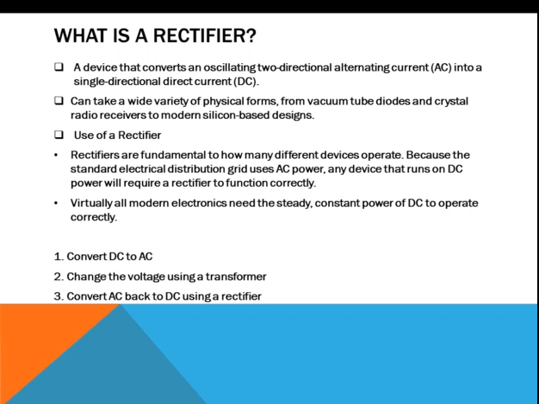Rectifiers are fundamental to how many different devices operate, because the standard electrical distribution grid uses AC power. Any device that runs on DC power will require a rectifier to function correctly. Virtually all modern electronics need the steady constant power of DC to operate correctly. So basically, the rectifier function is to convert AC to DC.